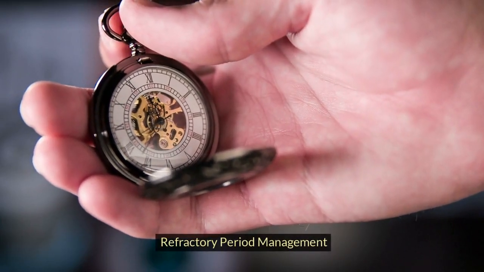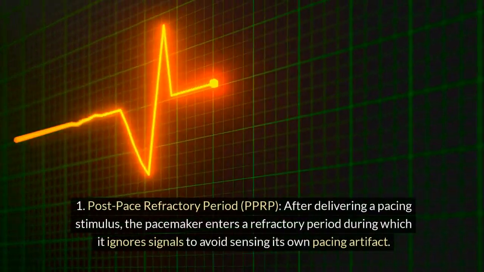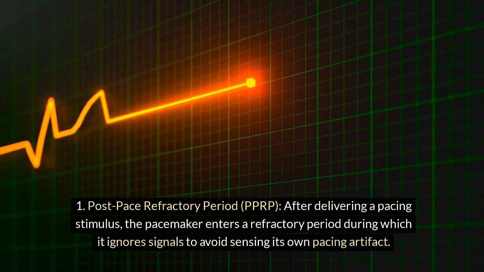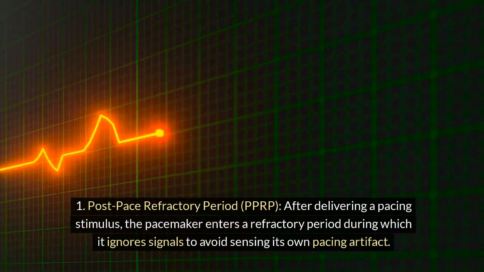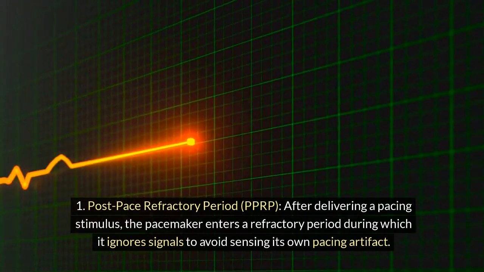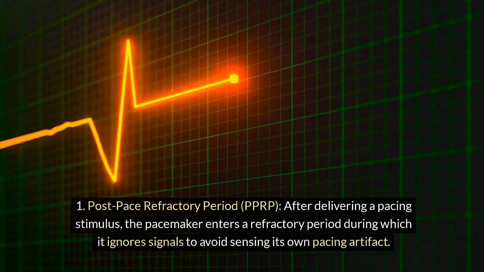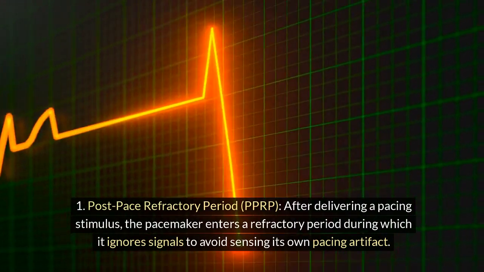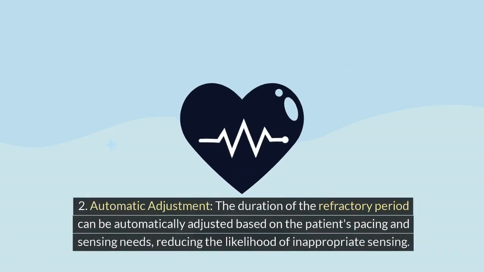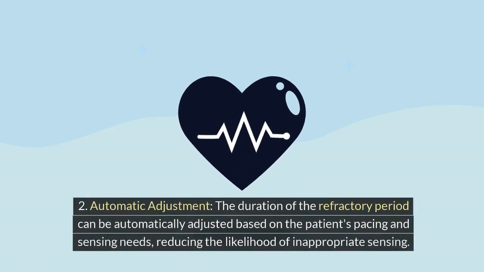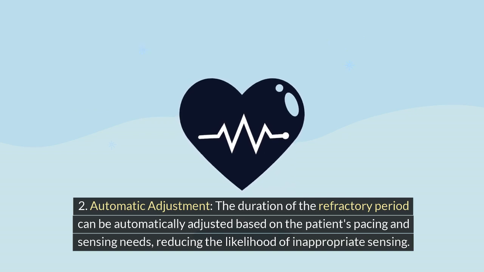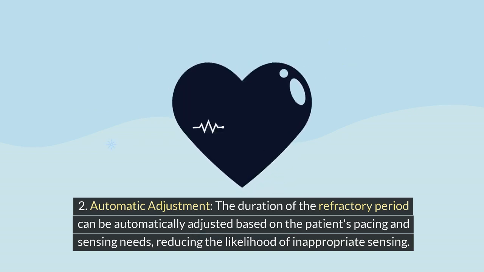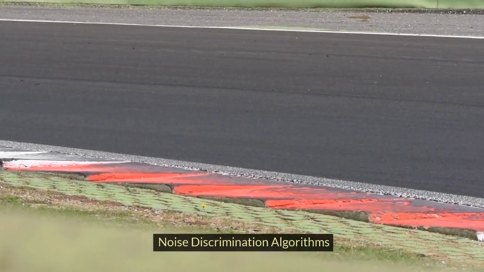Refractory period management. 1. Post-pace refractory period, PPRP. After delivering a pacing stimulus, the pacemaker enters a refractory period during which it ignores signals to avoid sensing its own pacing artifact. 2. Automatic adjustment. The duration of the refractory period can be automatically adjusted based on the patient's pacing and sensing needs, reducing the likelihood of inappropriate sensing.